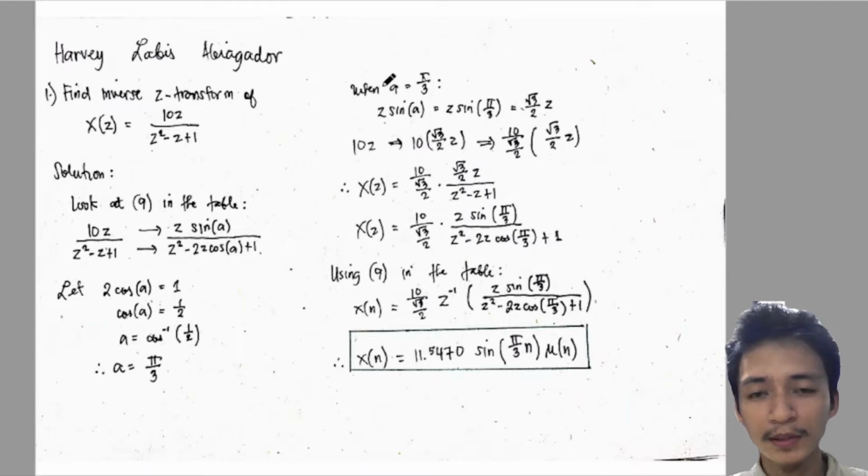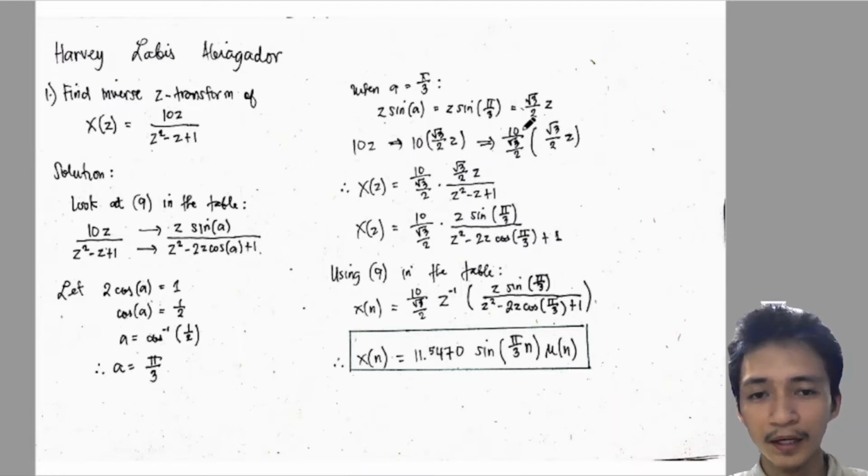So when a is equal to pi over 3, then we plug it in here for the numerator part. That is z sin a equals z sin pi over 3 equals square root of 3 over 2 times z. So now we must find a way that this one will appear in the numerator. Okay, so for the given, in the numerator part we have 10z. Then if we force to put square root of 3 over 2 times z here, we must find a way to counteract those things that we forced to put.